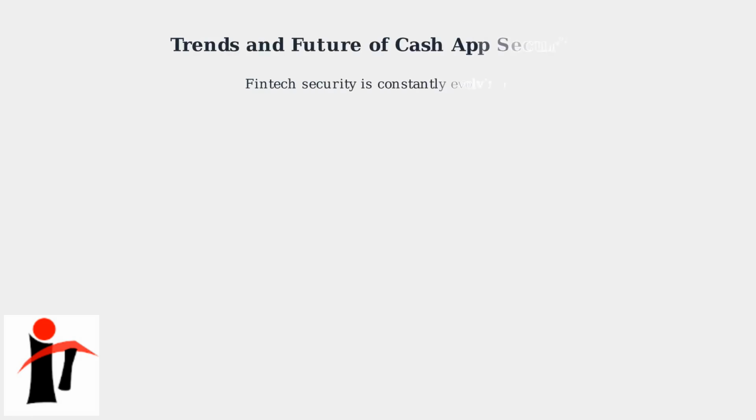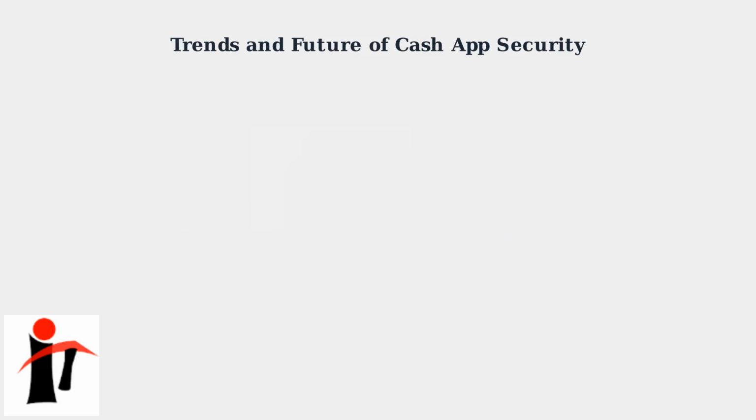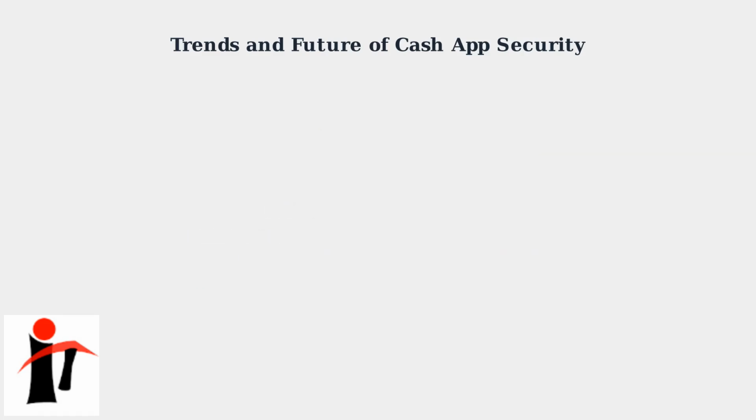Fintech security is constantly evolving. Cash App is adapting to threats with trends toward zero trust models and increased use of biometrics. Zero trust models emphasize continuous verification, checking device integrity and location for every transaction. The rise of biometrics and AI is transforming security. By 2026, experts predict 70% of mobile wallets will use biometrics over traditional PINs.